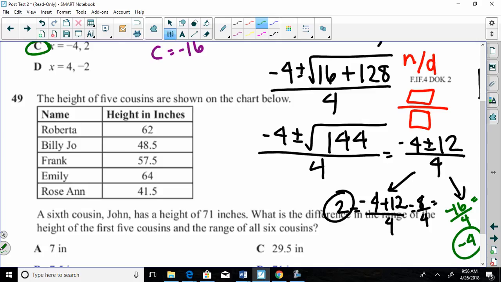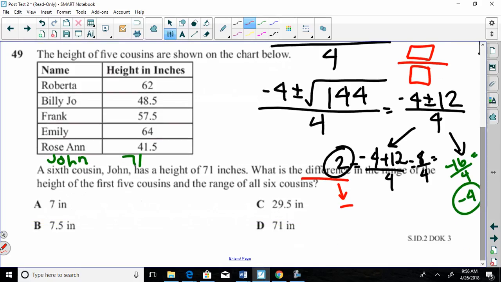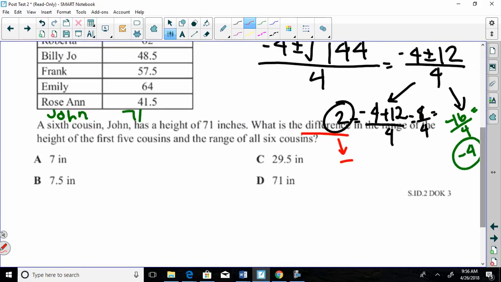All right. This is saying a 6th cousin John, here's John, it's 71 inches, right? They want to find the difference. What does difference mean? Subtracting. So they want me to subtract 2 answers in the range. What does range mean? It's your y. But what about when I have just a list of numbers? Max minus the min, right? So the max minus min, or largest minus the smallest, of the height of the first 5 cousins and the range of all 6 cousins.